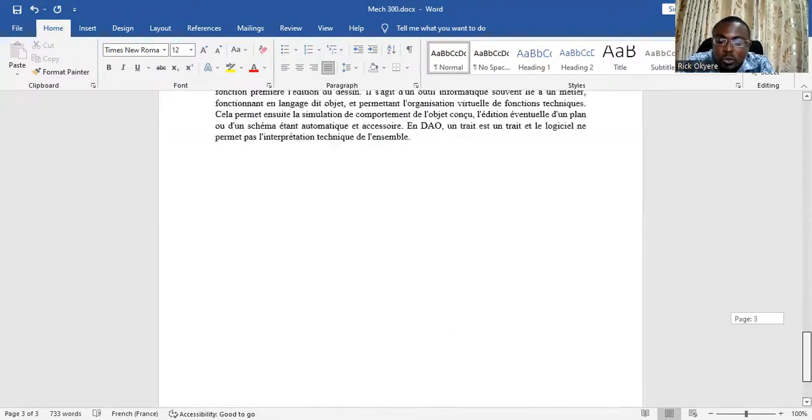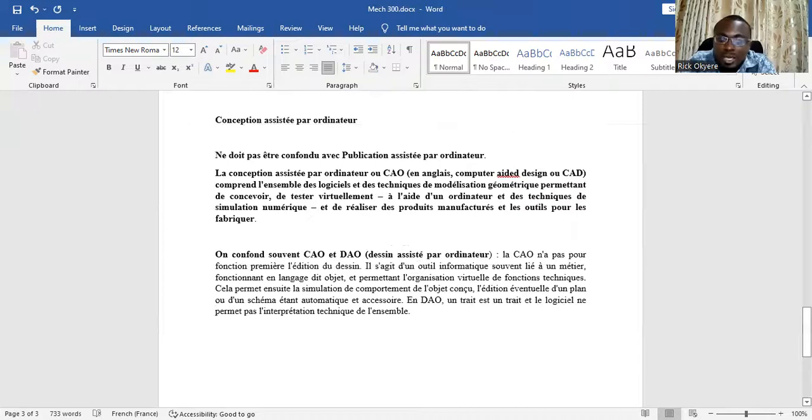All right. So, ladies and gentlemen, chers collègues, chers étudiants, voici en principe ce que nous devons savoir par rapport à la conception d'un produit mécanique et les outils utiles à réaliser cette conception d'un produit mécanique. So this is where we draw the curtain on this technical aspect.